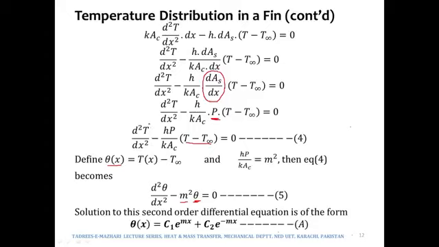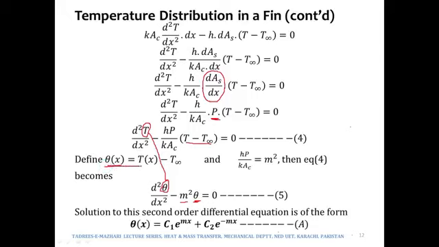See, over here we have not replaced this temperature with theta. Why? Because theta is not equal to temperature. Theta is in fact temperature minus T infinity. It is the difference between these two.